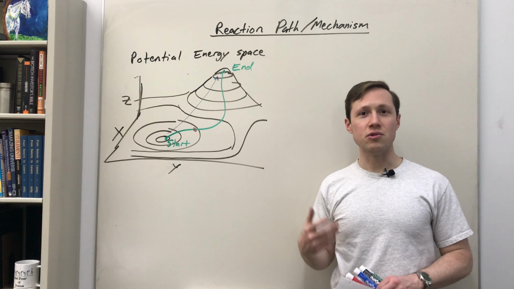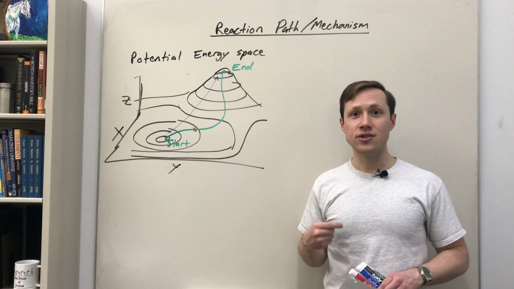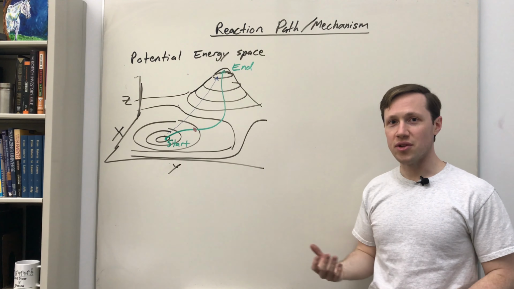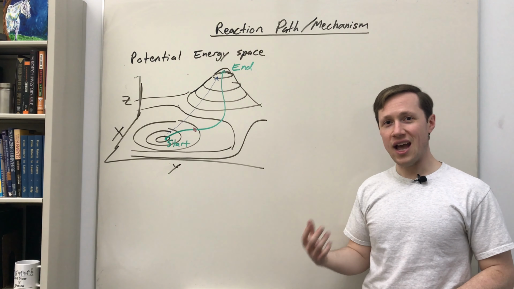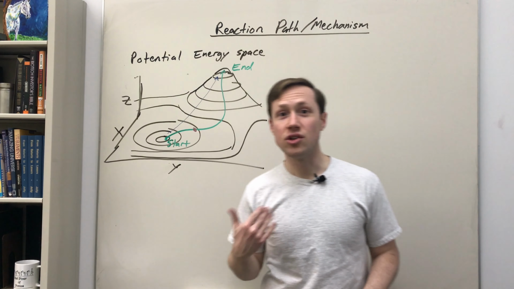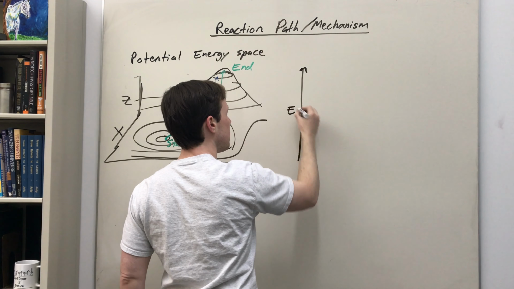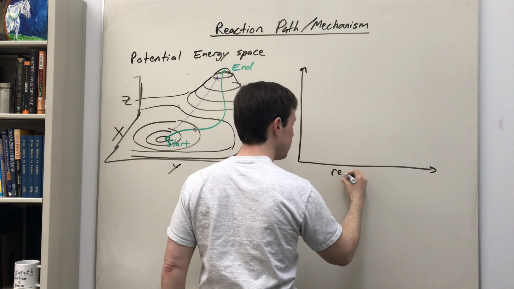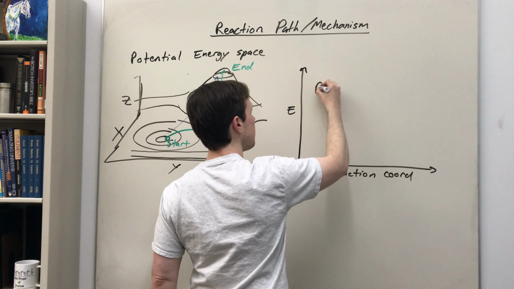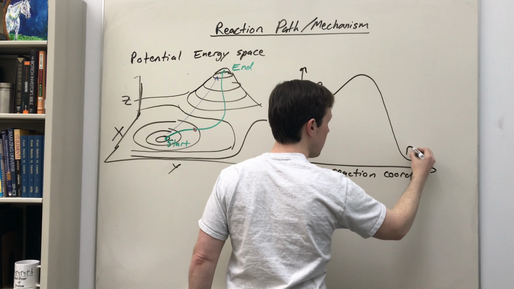Even when you're moving through a complicated space, you can still follow a path and describe your position along that path. We're going to do something very similar when we describe the pathways that reactants take to become products. We call that pathway the reaction coordinate. That reaction coordinate describes the path from reactants to products.